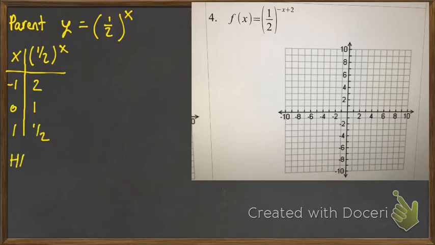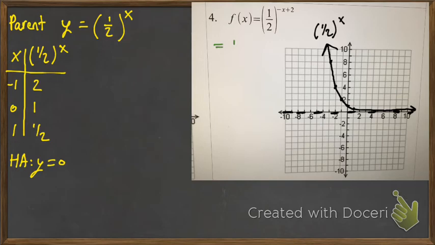Stock form has a horizontal asymptote of y is equal to 0, so we'll go ahead and put in our horizontal asymptote and our points, and we can get a couple extra points here, so I plugged in a couple extra points there to get a little bit more of the graph. You don't need to, but it is optional. Okay, so there's our 1/2 to the x.